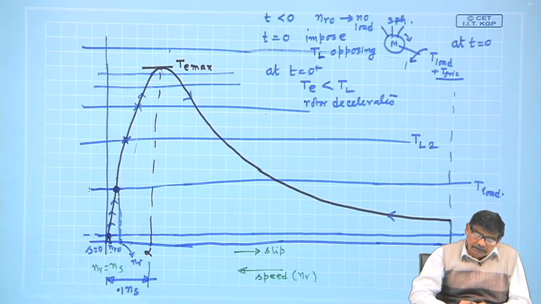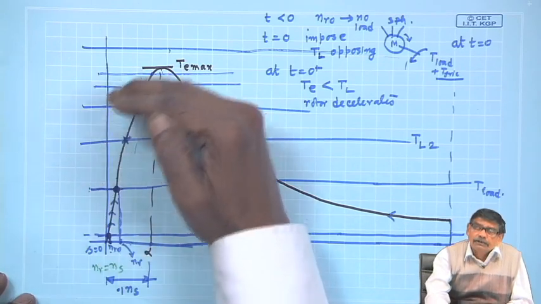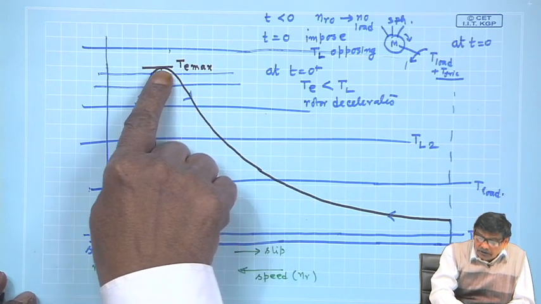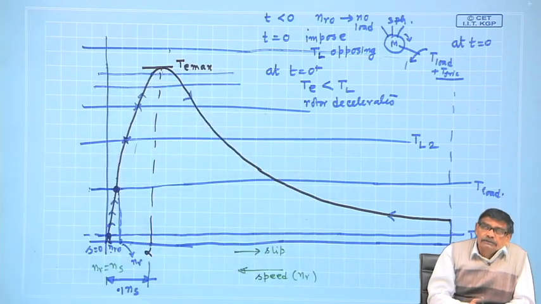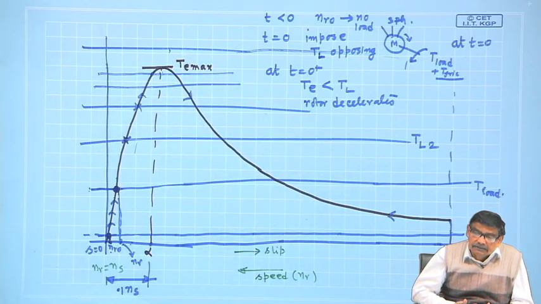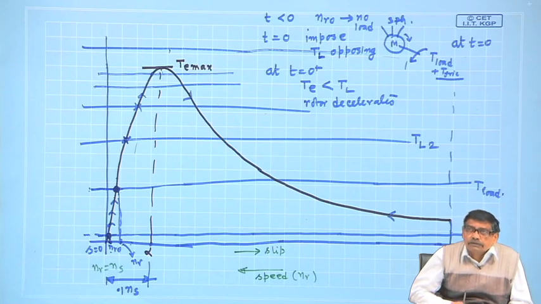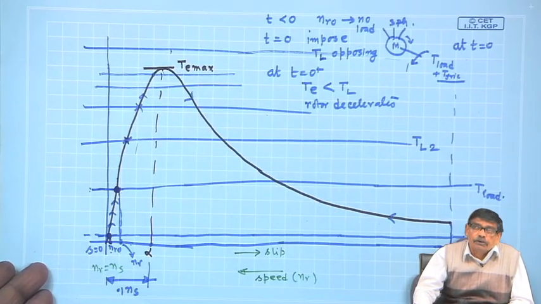Therefore, you see, if you go on increasing the load torque, when the load torque demand is greater than T max, then the final steady state operating point, running at some RPM, is not available. That operating point itself is not there, and the machine will eventually come to a stop.